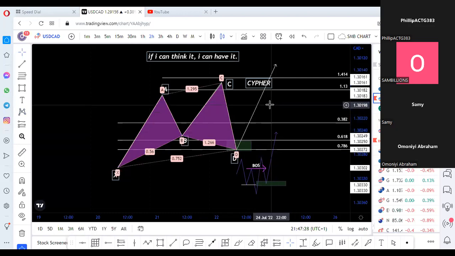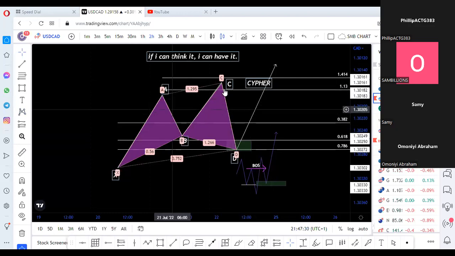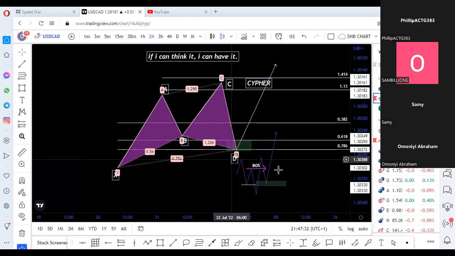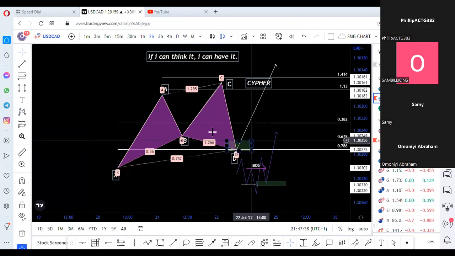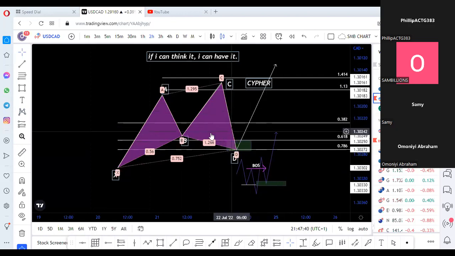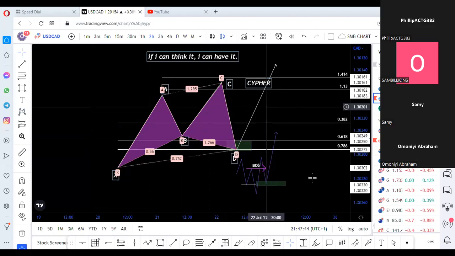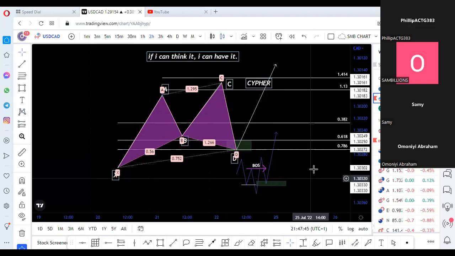So this is the cipher that we have here. This is for the bullish trend. This is the bullish cipher. For the bullish trend, once you see this, it indicates that we are buying. And the same thing is applicable when you are looking for the bearish trend. You see that it's the same thing.